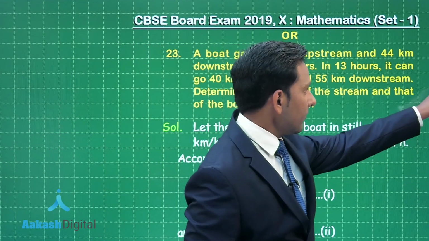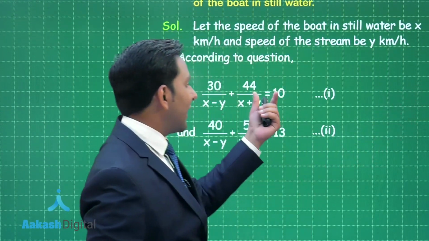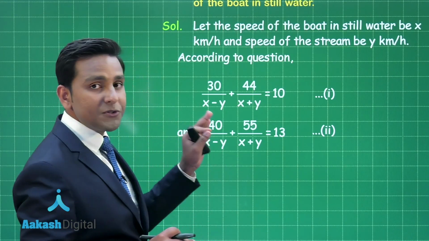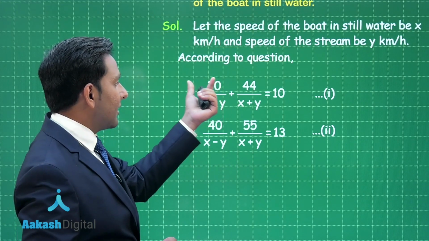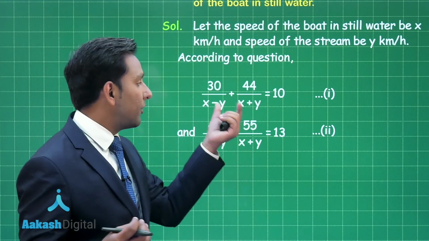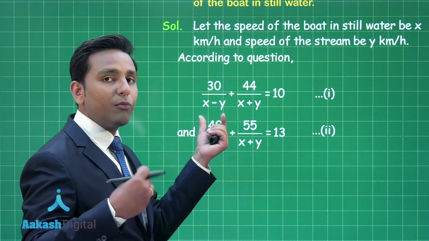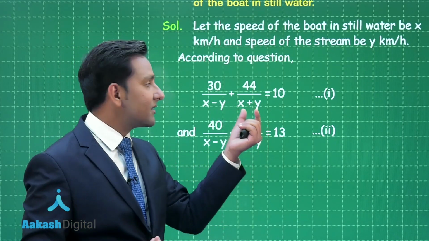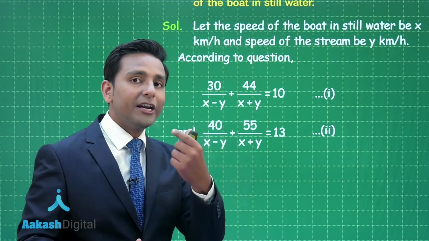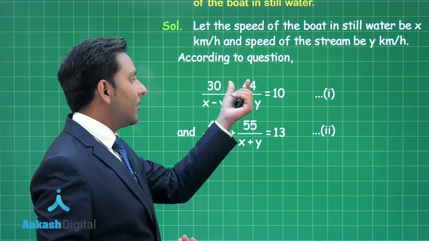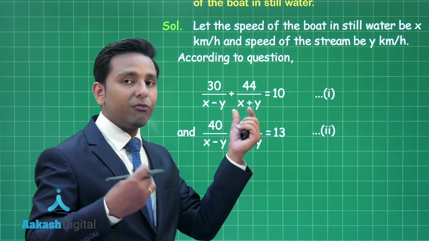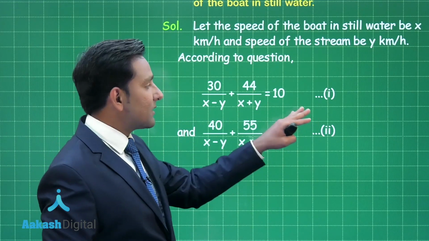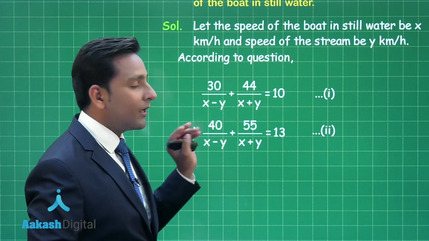Here we are taking time as reference. So when boat is moving in upstream, 30 km divided by the speed of boat. So we will obtain the time taken by boat to move in upstream, then plus 44 divided by x plus y. This is the time taken by boat to move in downstream. That's why we are writing 44 divided by the speed of boat in downstream direction. So their sum is equal to 10. This will give us the first equation.